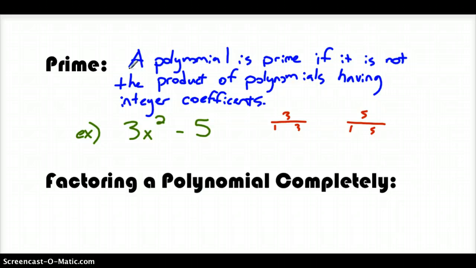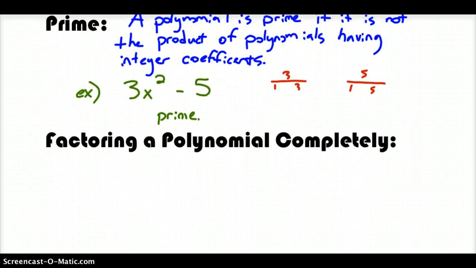Like 2 times nothing is going to give me 5. 3 times nothing will give me 5. Okay, we're just working with integers here, remember? So I can't really take anything out. And honestly, this first term I have an x squared, and the second one is a constant. I don't even have an x there, so there aren't any x's in common, right? So I can't write 3x squared minus 5 as the product of two other polynomials that have integer coefficients. Therefore, I would say that this is prime, right? I can't factor this out anymore. It's just prime.